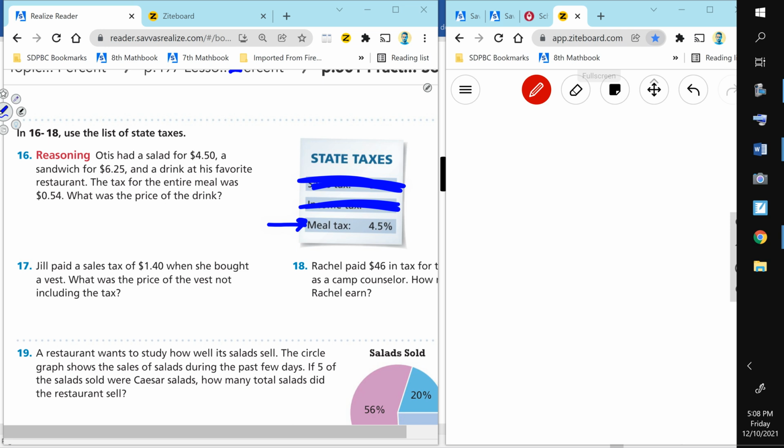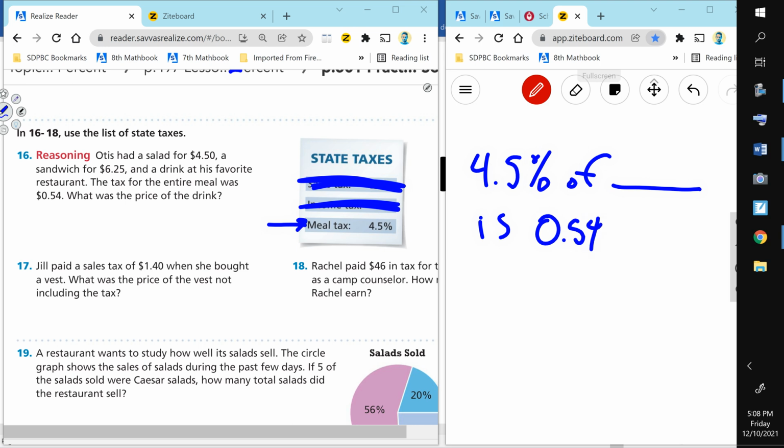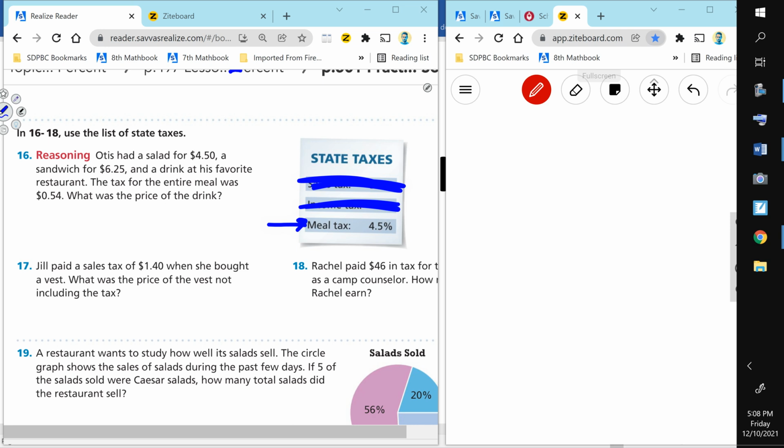So here's what you're thinking, okay? You had a tax that was 4.5% of the total cost of the meal. And the tax is 54 cents. So 4.5% of what is 54 cents? That's what we're going to find out. So I'm going to set up my proportion.